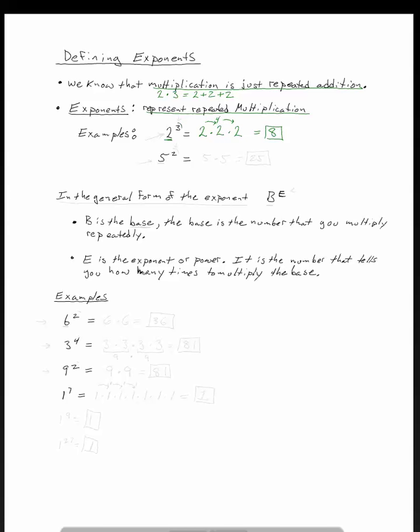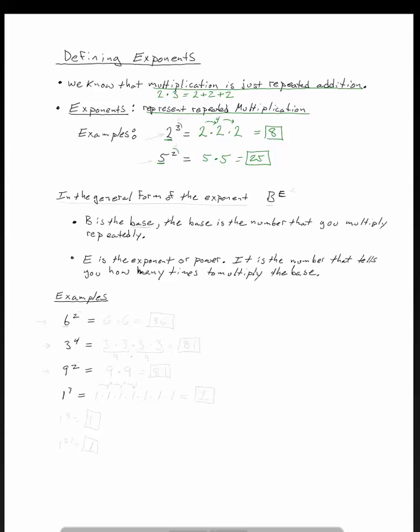In our next example, we have 5 to the power of 2. So we're going to take our 5 and multiply it by itself twice. So 5 times 5 is 25. So exponents just represent repeated multiplication.